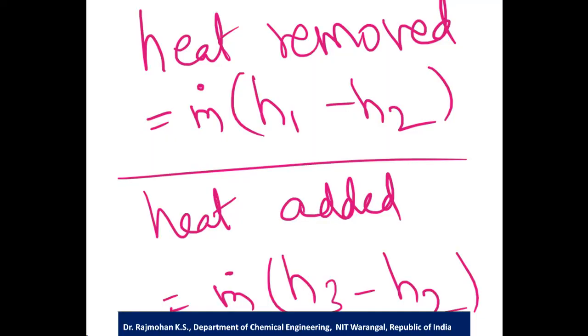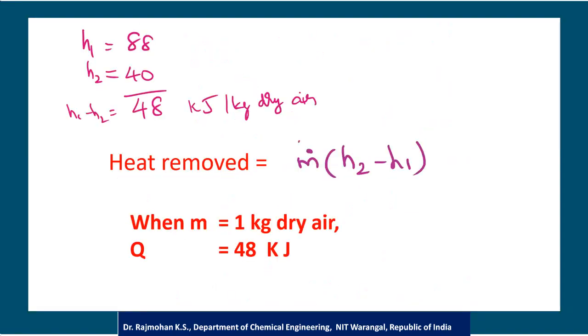Okay, we know the formula: heat added or heat removed is m dot into delta h, where h is the enthalpy value at the initial and final stages. So we are going to find first the heat removed and then the heat added. To find heat removed, initially we have the value 88 and h2 we get as 40.